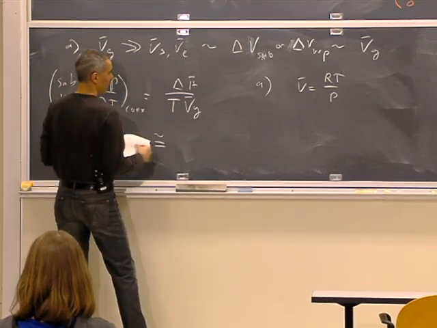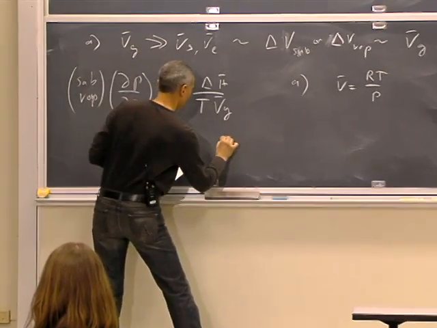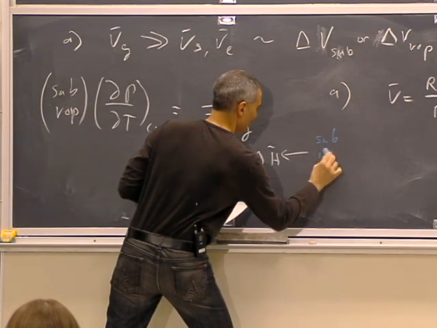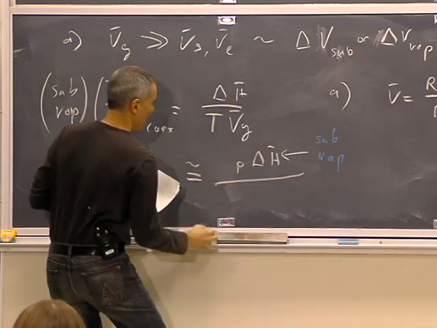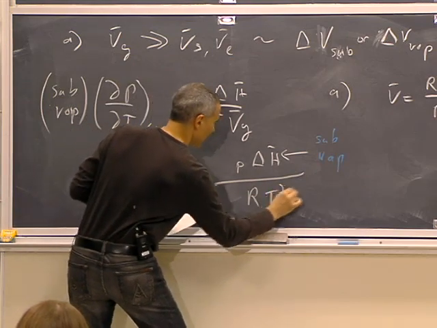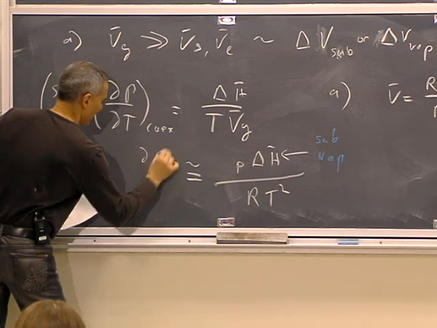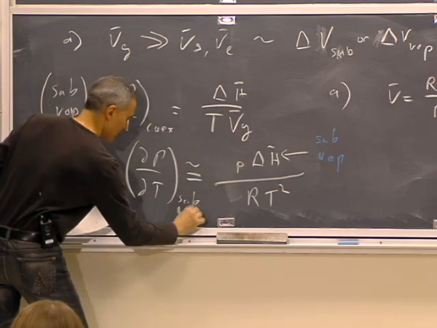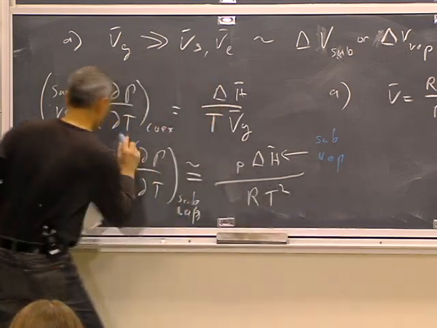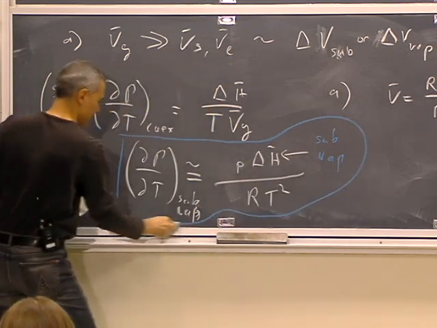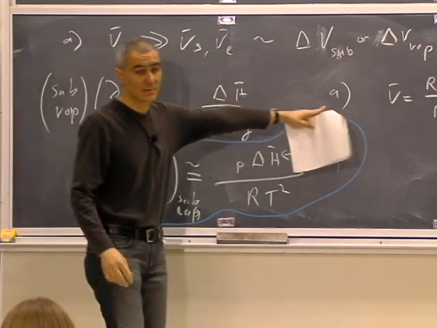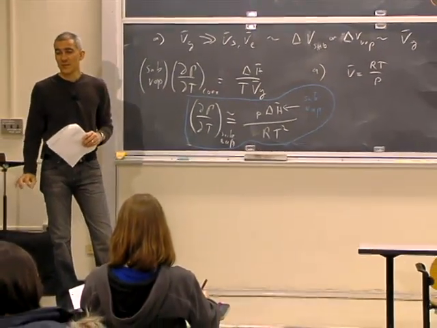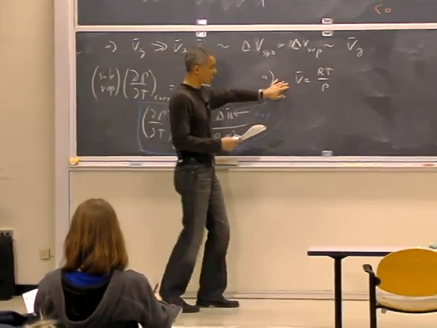So this is the approximation now. We put in RT over P for V here. We have P delta H, where this is either sublimation or vaporization, divided by R T squared. So dP dT, sublimation or vaporization. And this is the Clausius-Clapeyron equation. Two important approximations go in here. And it's not valid for solid to liquid. You have to have a gas in there because of the ideal gas approximation that goes in here.